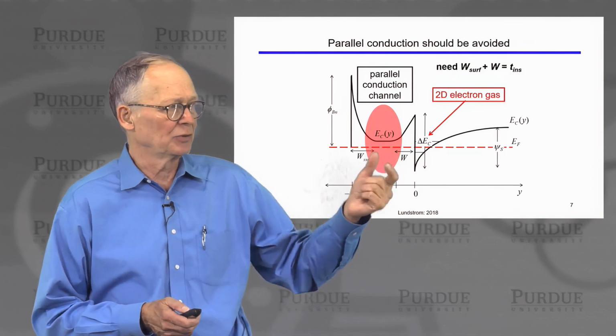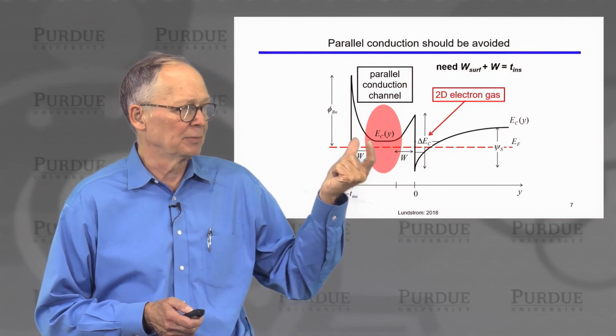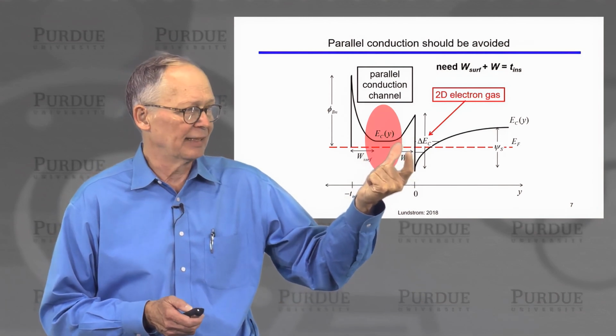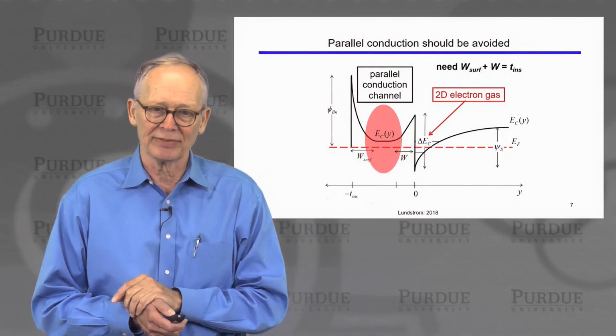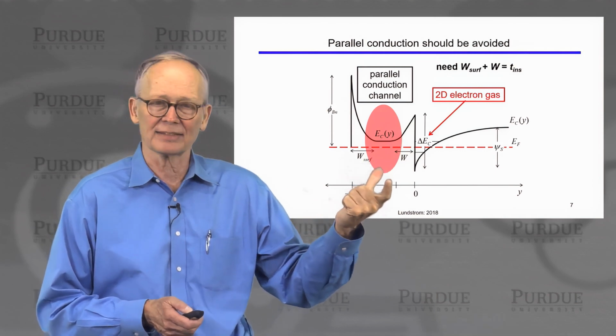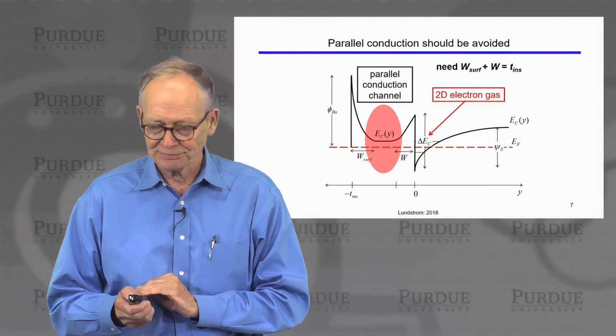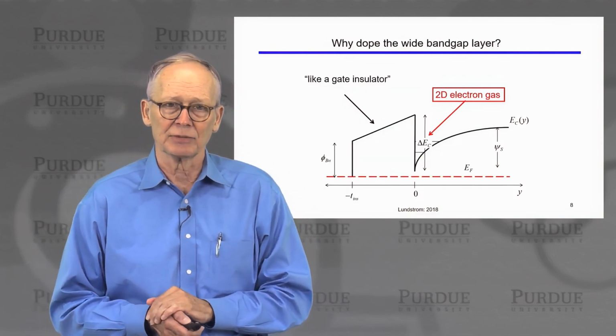So we would have to be careful to make sure that the sum of the depletion width from the Schottky barrier at the surface and the depletion region at the wide bandgap, small bandgap interface, that the two add up to the thickness of this layer so that there is no undepleted parallel conduction path. All right, so that's something that careful design would do.